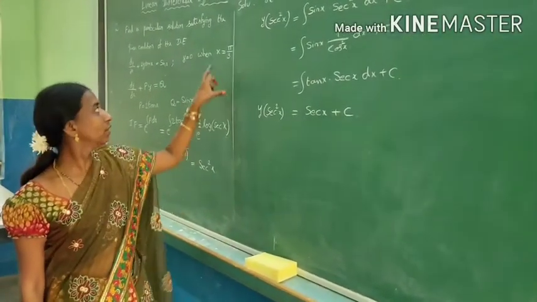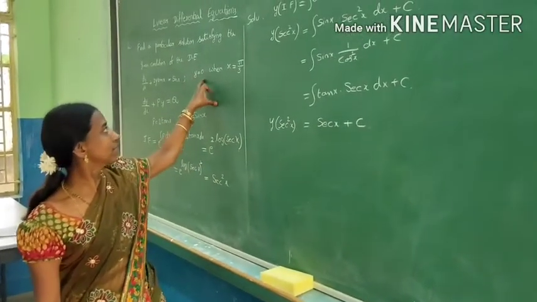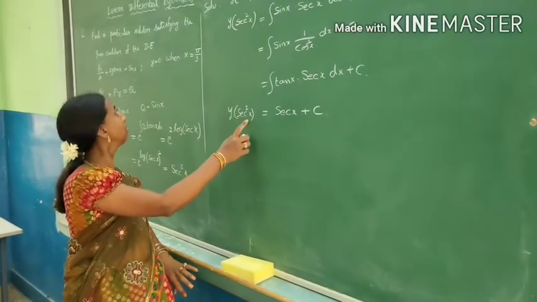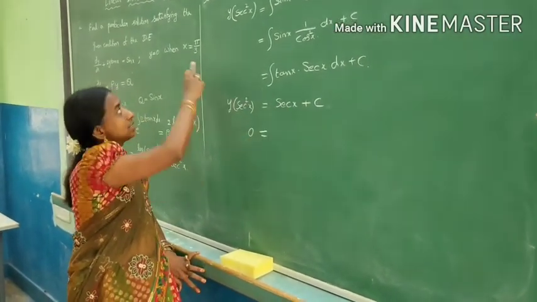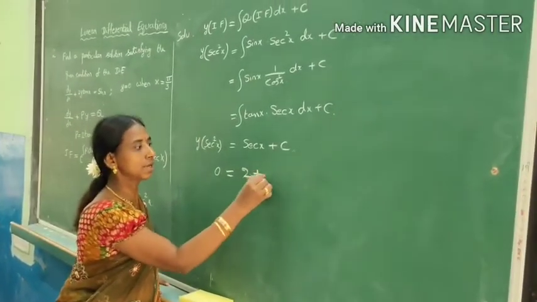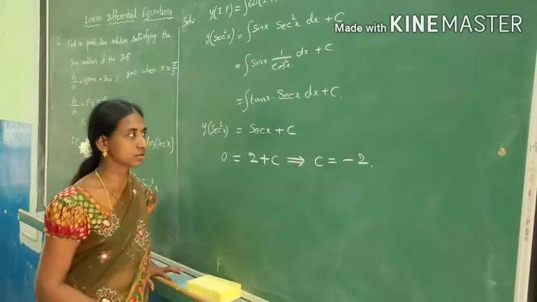Now let us find out the value of c. Value of c for the given values y is equal to 0 and x is equal to pi by 3. If we substitute y is equal to 0, this term becomes 0. Sec x, sec pi by 3. Sec pi by 3 is nothing but 2. 2 plus c implies we are going to get c is equal to minus 2.